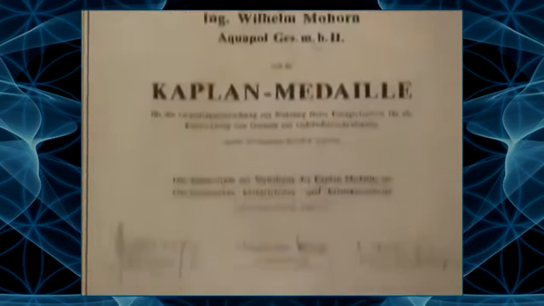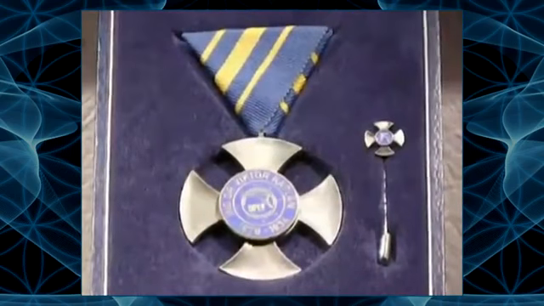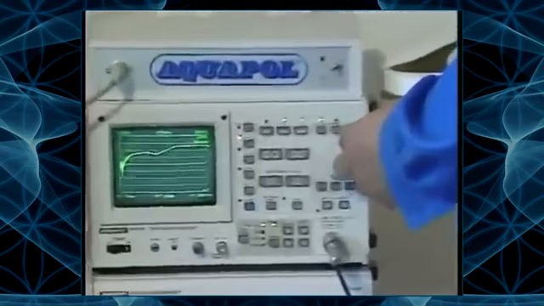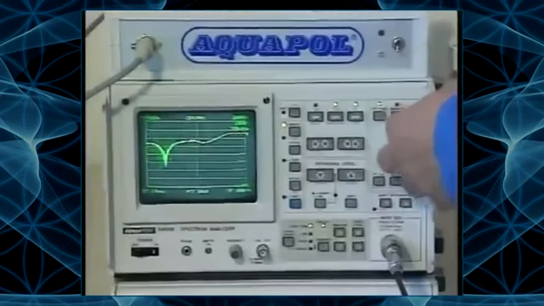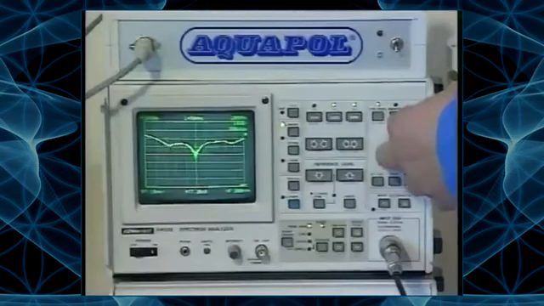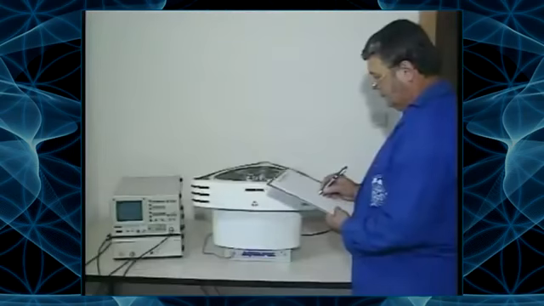For his basic functional research and successful implementation of these principles to dry out walls, Mr. Mohorn was awarded the Kaplan-Medaille, the highest award for researchers and inventors in Austria. Aquapol company developed complex and innovative high-tech measurement procedures for the production and quality control of the Aquapol systems. These guarantee high quality and 100% functionality in the long term.